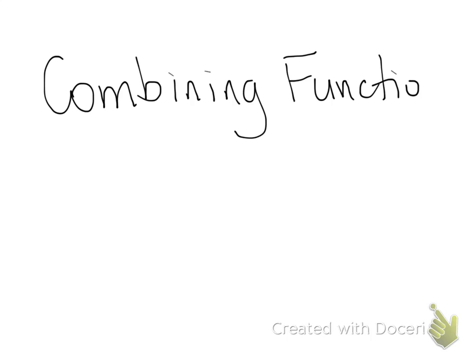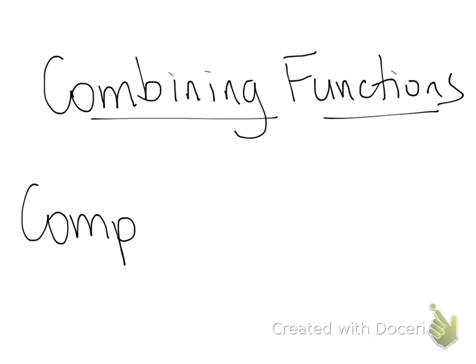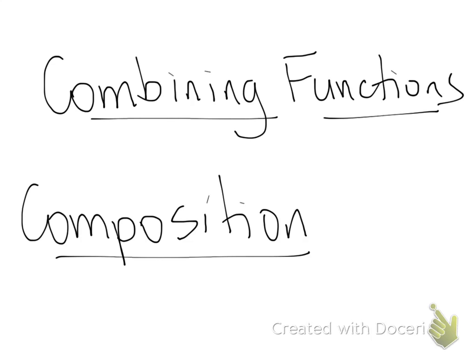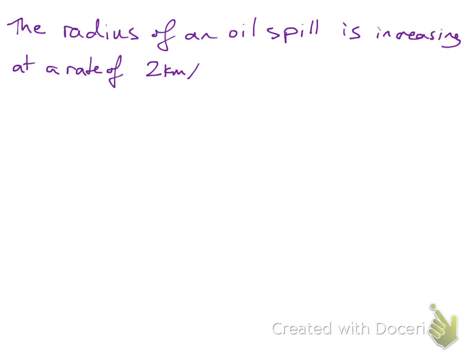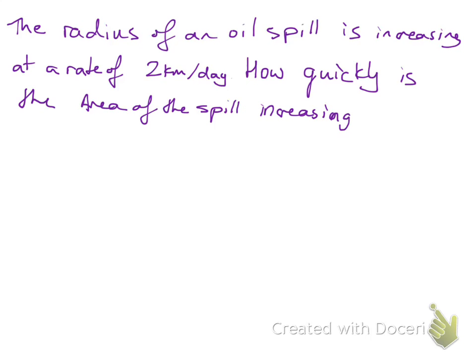Okay, so here's the last lesson on combining functions. And it's about something called composition of functions. So let's look at what that looks like. The radius of an oil spill is increasing at a rate of 2 kilometers per day. How quickly is the area of the spill increasing?